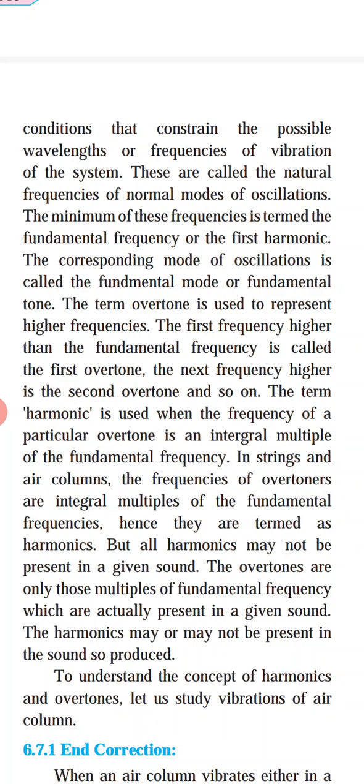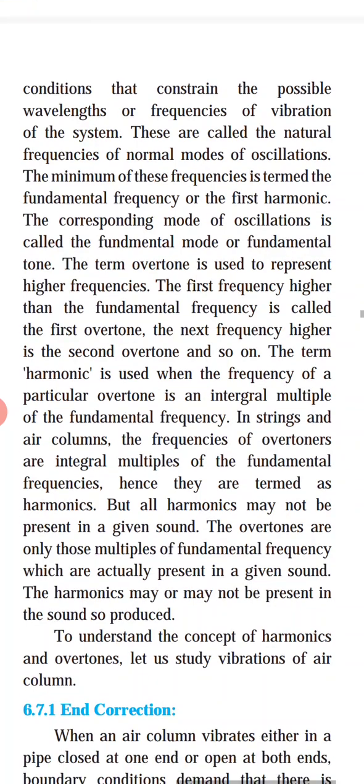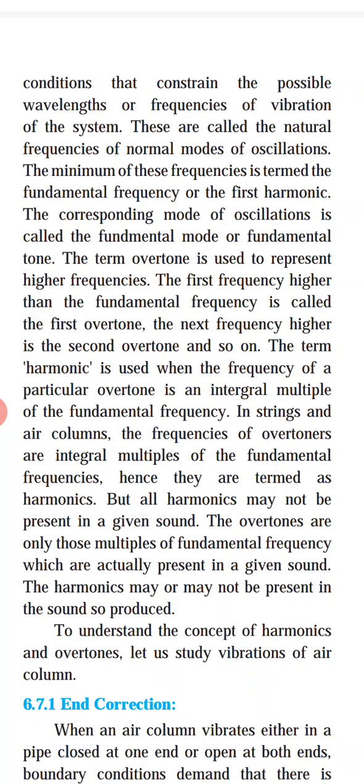The term harmonic is used when the frequency of a particular overtone is an integral multiple of the fundamental frequency. In strings and air columns, the frequencies of overtones are integral multiples of the fundamental frequency. Hence, they are termed harmonics. But all harmonics may not be present in a given sound. So, the overtones are only those multiples of the fundamental frequency which are actually present in a given sound. So, the harmonics may or may not be present in the sound so produced.